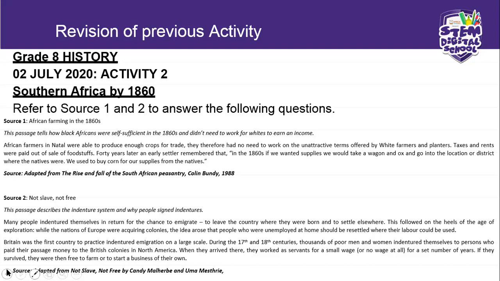When they arrived there, they worked as servants for a small wage, or no wage at all, for a set number of years. If they survived, they were then free to farm or to start a business of their own. So those were the two sources. So we're going to answer the questions now.